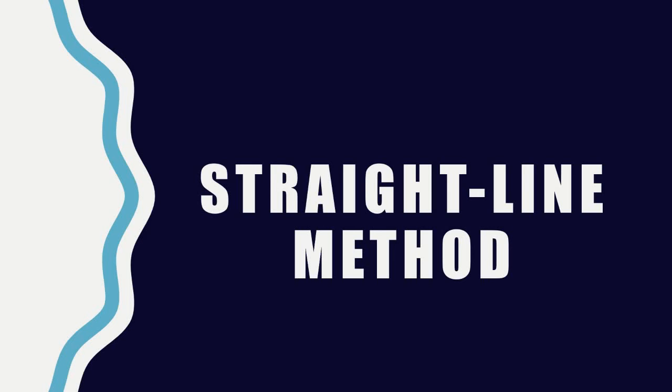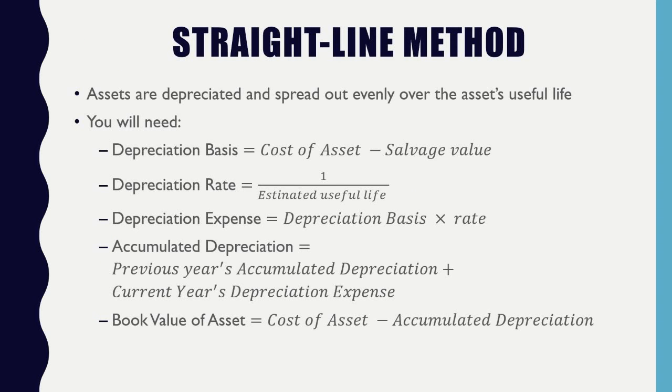All right, so let's determine, what is straight line? Straight line is literally taking the asset cost and spreading it evenly throughout its useful life. And that's it. You spread out every single cost and evenly distribute it. So every year you're going to depreciate one amount, the same amount. That's the whole point of straight line. It's like when you draw a graph, it's equal in every single part. It's a straight line.